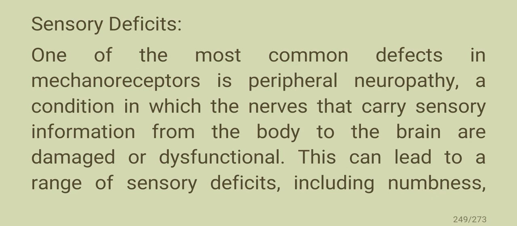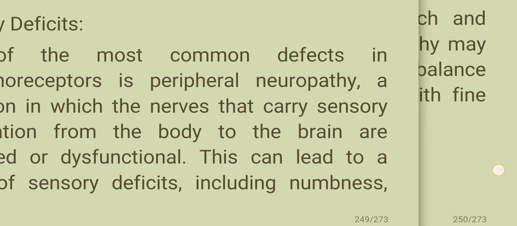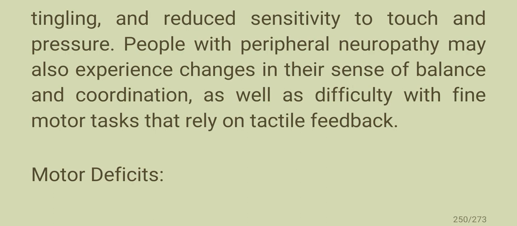Sensory deficits. One of the most common defects in mechanoreceptors is peripheral neuropathy, a condition in which the nerves that carry sensory information from the body to the brain are damaged or dysfunctional. This can lead to a range of sensory deficits including numbness, tingling, and reduced sensitivity to touch and pressure. People with peripheral neuropathy may also experience changes in their sense of balance and coordination, as well as difficulty with fine motor tasks that rely on tactile feedback.